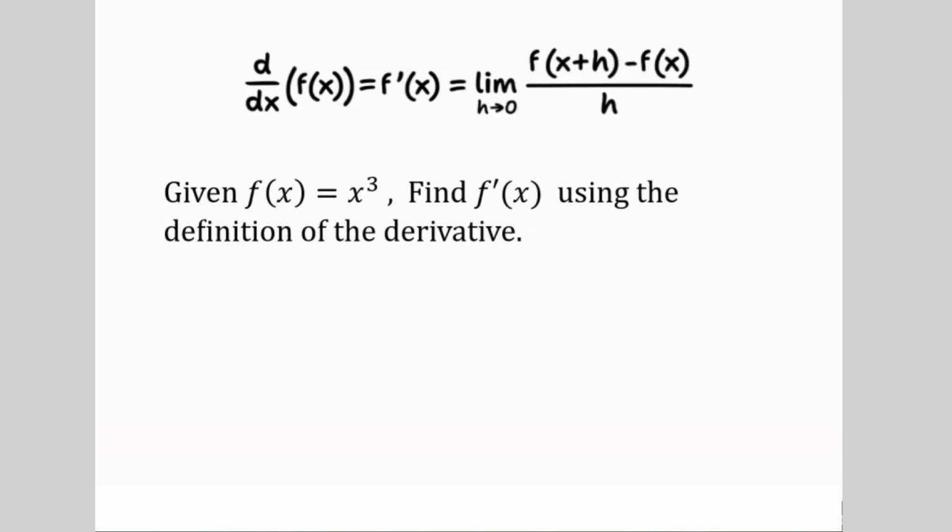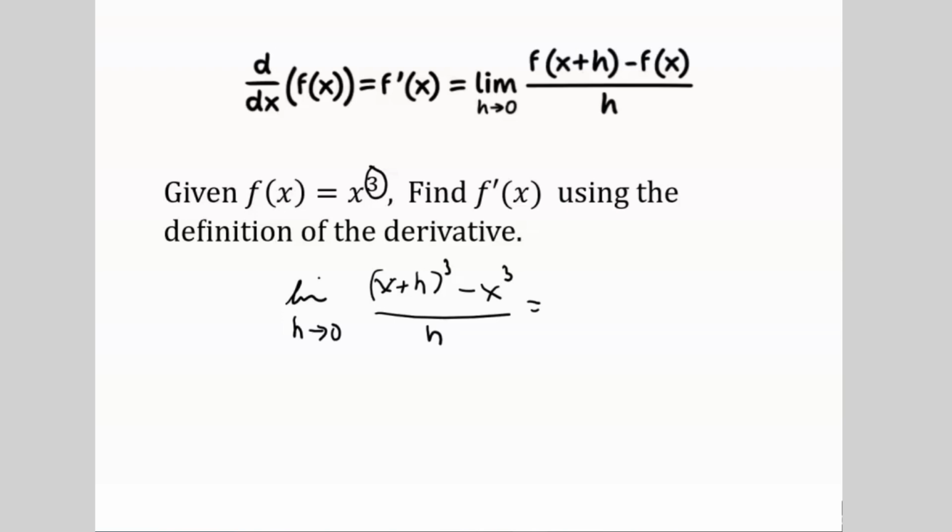Given f of x is equal to x cubed, find f prime of x using the definition of the derivative. We're going to see that as this power gets higher, it gets more and more difficult to do the definition of the derivative. So let's try it with this one. We would get the limit as h approaches 0 of x plus h cubed minus x cubed, all divided by h.